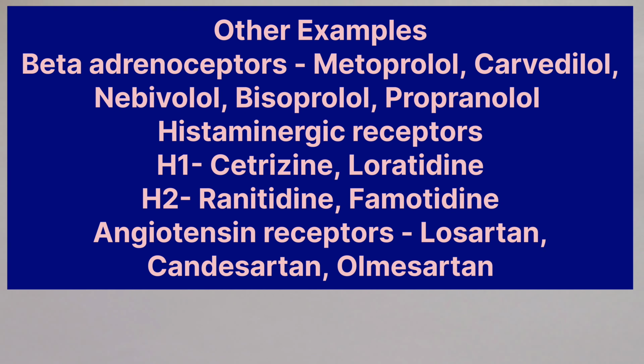For histaminergic receptors, that is for the H1 receptor, cetirizine and loratadine act as inverse agonists, and for the H2 receptor, ranitidine and famotidine act as inverse agonists. For angiotensin receptors, losartan, candesartan, olmesartan act as inverse agonists. For D2 receptors, haloperidol is an inverse agonist.